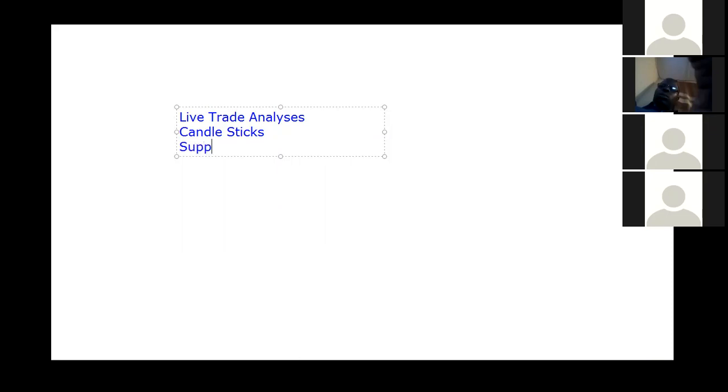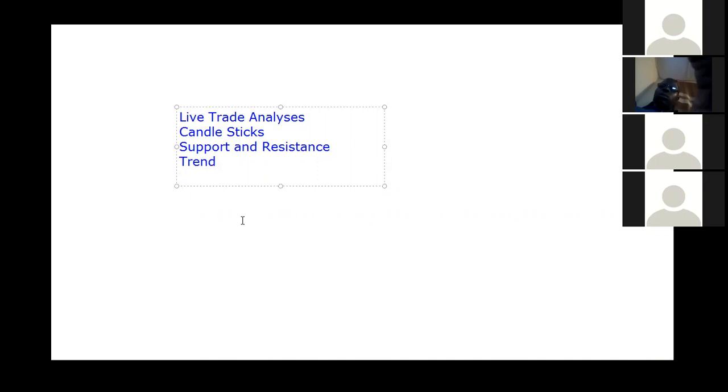support, and resistance, and trend, identifying trend reversal, trend retracement. I think those are the basic things that we are doing here: candlestick, support, resistance, and trend.